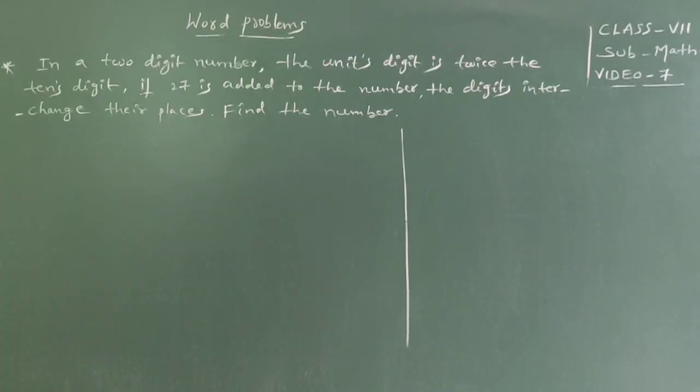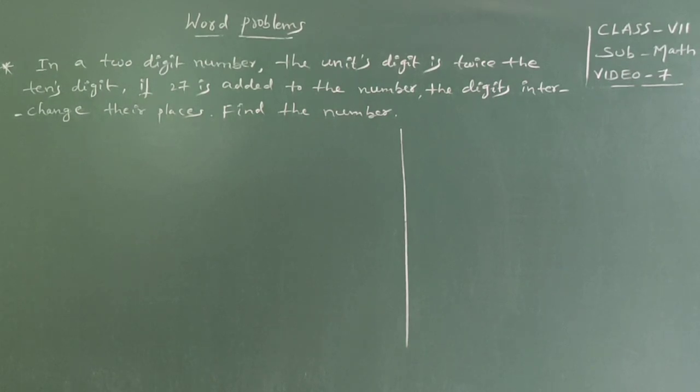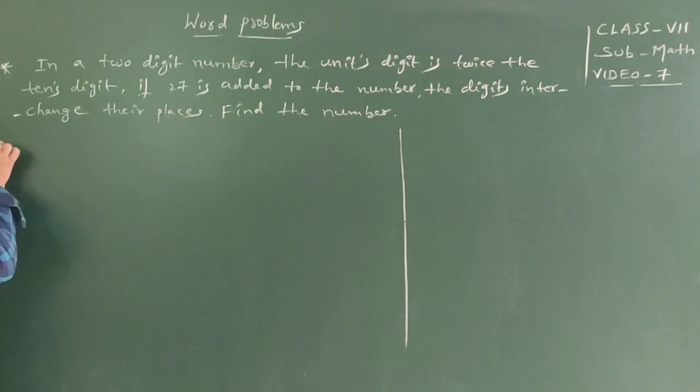Next problem. In a 2-digit number, the units digit is twice the tens digit. If 27 is added to the number, the digits interchange their places. Find the number. These models were already completed in simple linear equations. Now they have been extended to 2 digits.